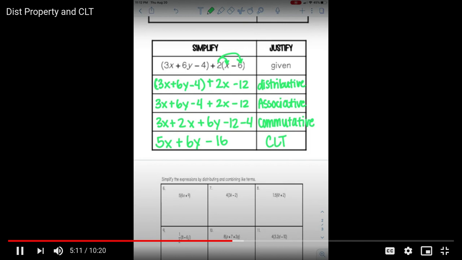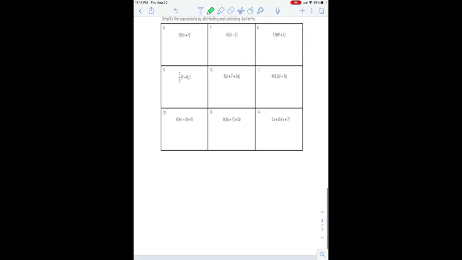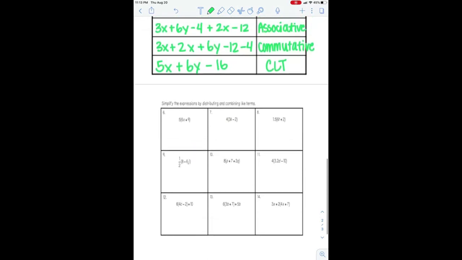So now here on the bottom, we're just going to do some examples. And I'm going to work some out, and then I'm going to give you the rest of the time to work these out on your own. So here I'm going to distribute my 5 to my 6x and my 9. So we know that 5 times 6 is 30, and 5 times 9 is 45. So I'm going to get 30x plus 45.